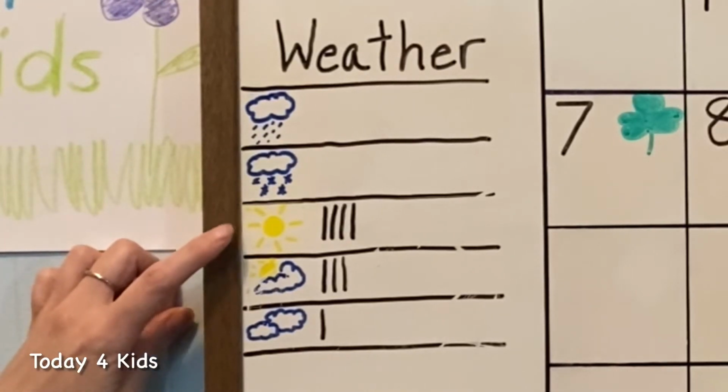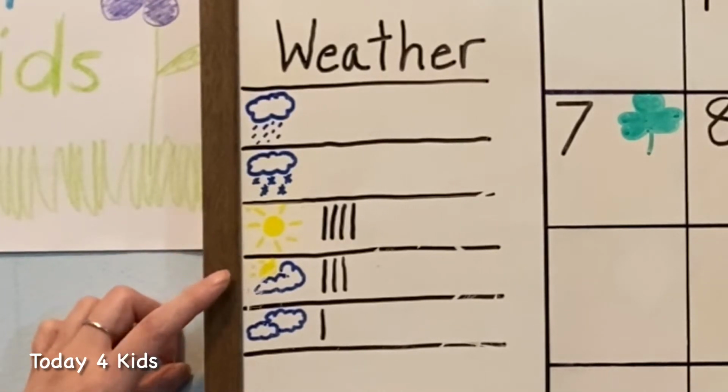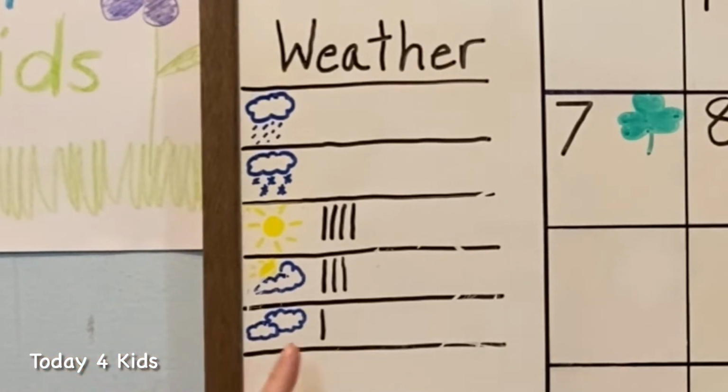What about sunny? Is it sunny where you are? Not sunny here. Here's a cloud, but the sun is with it, so that's not the one that I want. Here is cloudy. That's the one I want. And we have one cloudy day so far. So we're going to put in one more tally mark. What's 1 plus 1? What do you think that will be? Let's find out together.